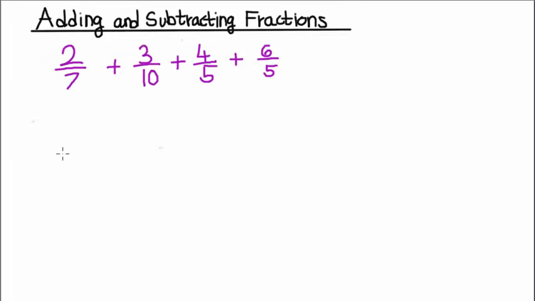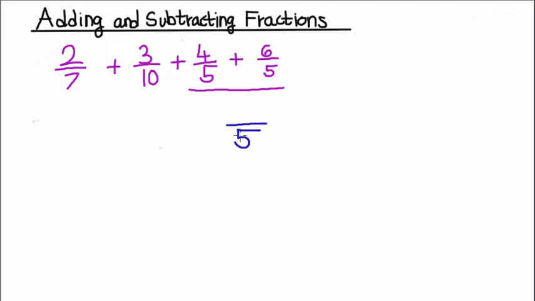So in this example, let's say I have 2 divided by 7 plus 3 divided by 10 plus 4 divided by 5 plus 6 divided by 5. What I can do is evaluate these two fractions to give me 3 fractions. And I can do this because when I'm adding multiple terms together, it doesn't matter which order I add them in. So therefore, when I evaluate 4 divided by 5 plus 6 divided by 5, the denominator stays the 5.